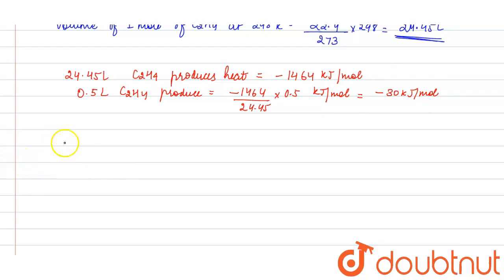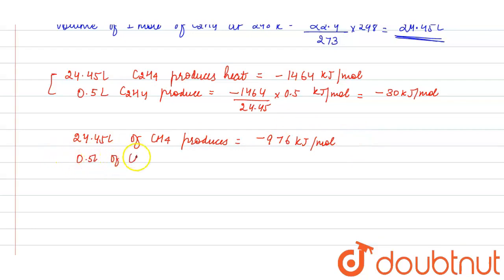Now similarly apply the same formula for CH4. Here 24.4 liter of CH4, that is methane, produces minus 976 kilojoule per mole of heat. Okay, so 0.5 liter of CH4 will produce minus 976 divided by 24.4 into 0.5 kilojoule of heat. Okay, that will be equal to minus 20 kilojoule per mole.